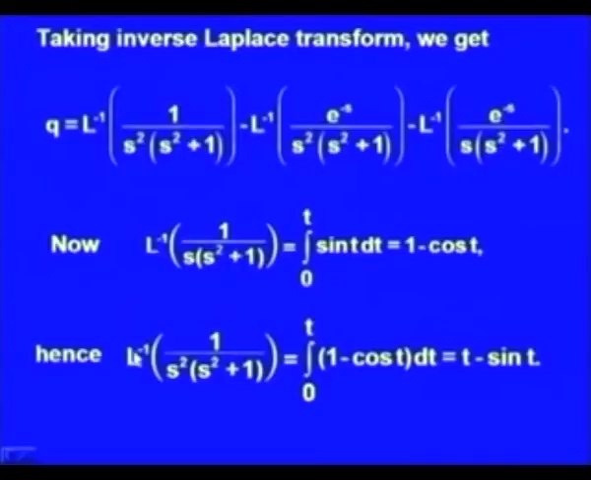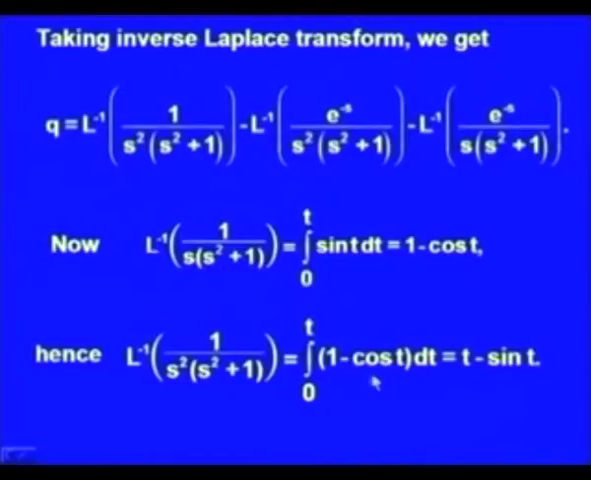Now, let us find the inverse transform of 1 over s square into s square plus 1. Again making use of that theorem, where we have said that Laplace transform of integral 0 to t f tau d tau is equal to f s over s. Making use of that theorem, again we now have the integral of inverse Laplace transform of 1 over s square into s square plus 1 as integral 0 to t, and then inverse Laplace transform of 1 over s into s square plus 1, which we have found as 1 minus cos t.